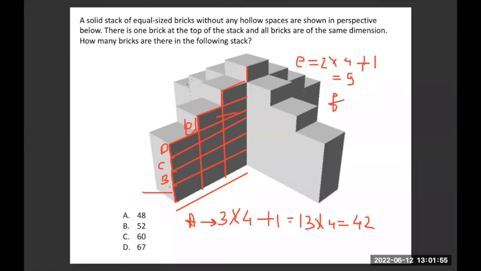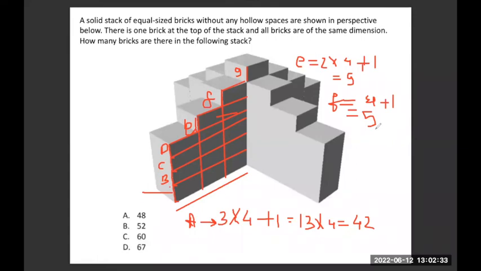The row F, this is the F row. The row F will have 1 into 4, which is 4, plus 1, the 1 brick in the middle, which is 5. And then we come to the row G, which has only 1 brick. There are no bricks anywhere else. So 42 plus 9, we get 51. 51 plus 5, 56, plus 1, 57.